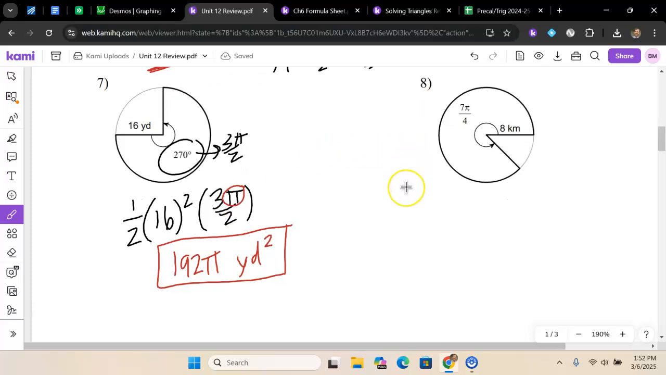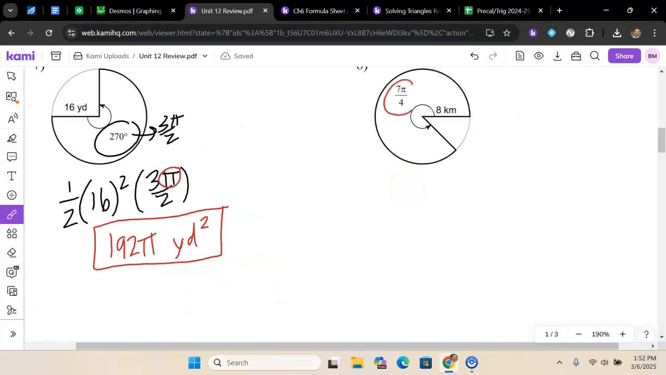Same thing on number 8, you would do the exact same formula. I don't need to change my angle, it's already given to me, so I'm going to do 1/2 times 8 squared times 7 pi over 4, plug that into the calculator, and get your answer. Units would be kilometers squared.